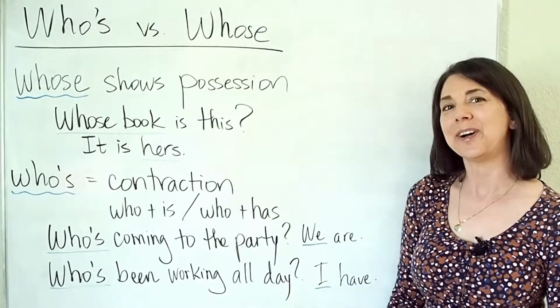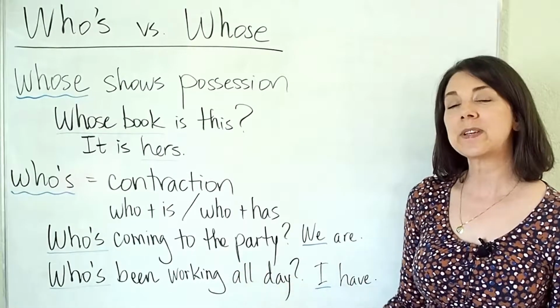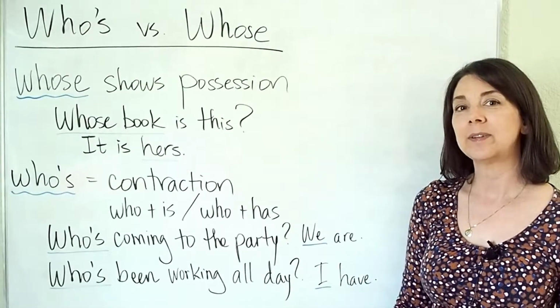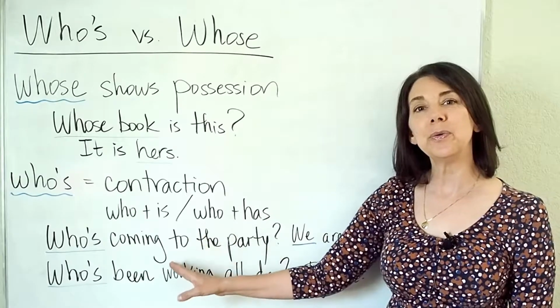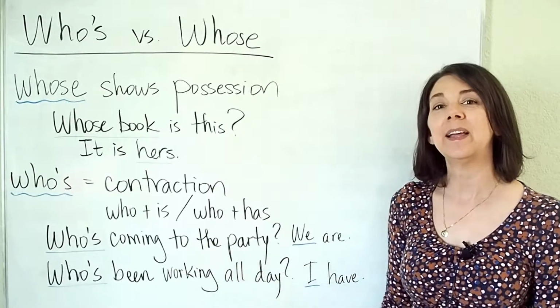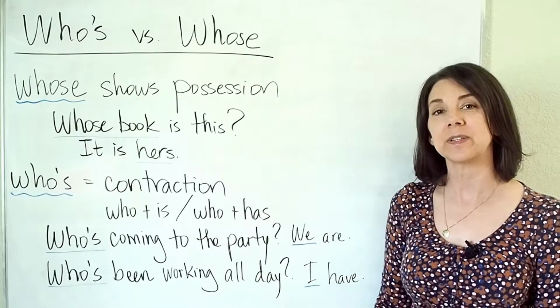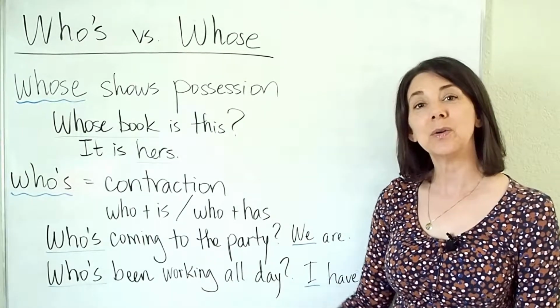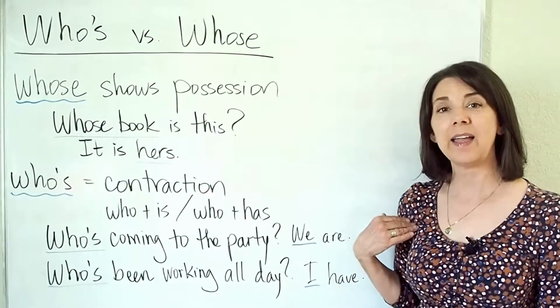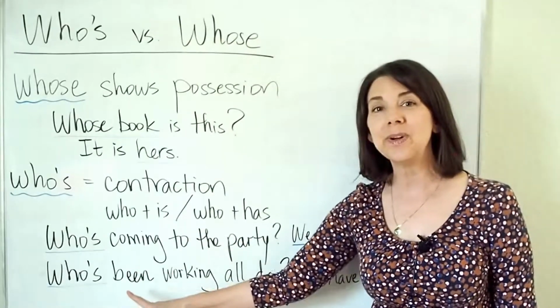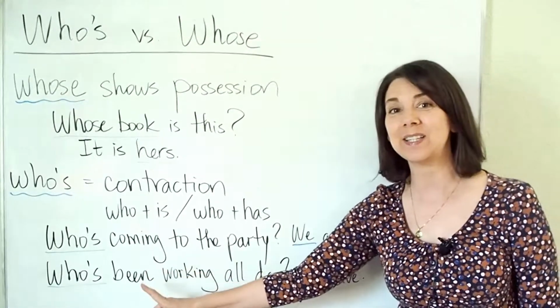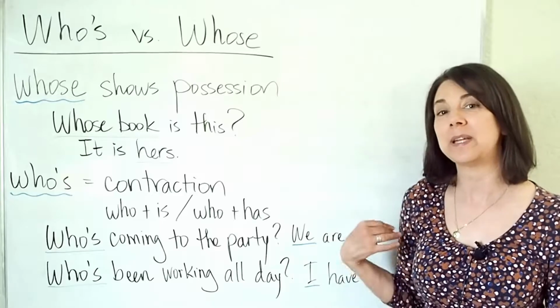Let's see a couple of examples. Who's coming to the party? We are. So here, who is coming, the answer is going to be a person. In the second one, who's been working all day? I have. So again, who has been? It's asking who, so the answer is going to be a person.